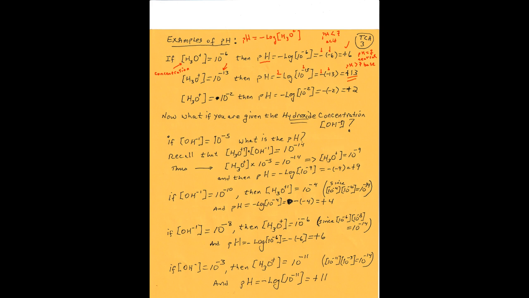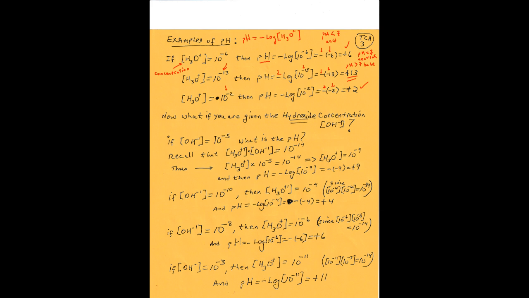If the hydronium concentration is 10 to the minus 2, then the pH is minus the log of 10 to the minus 2. So it's negative, minus 2 is plus 2. Wow, this is really hard, isn't it? All right, let's go on.